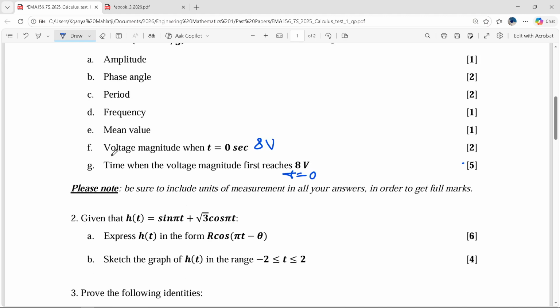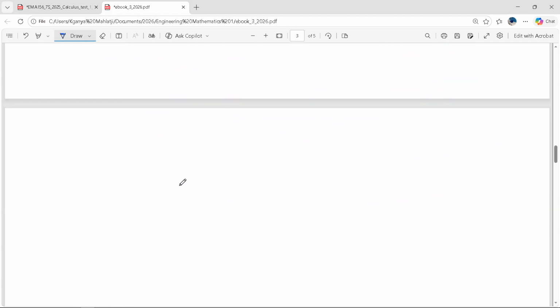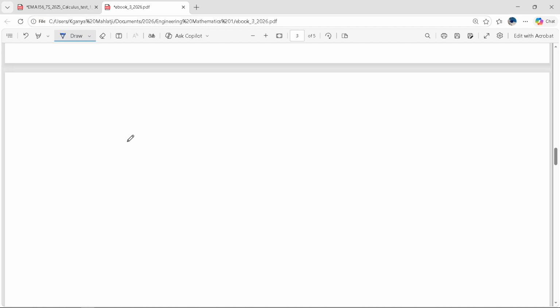Then we can do question 2, where they give us a function h of t equal sine pi t plus root 3 cos pi t. Let me write it down on this side, then we continue with it. Number 2a.